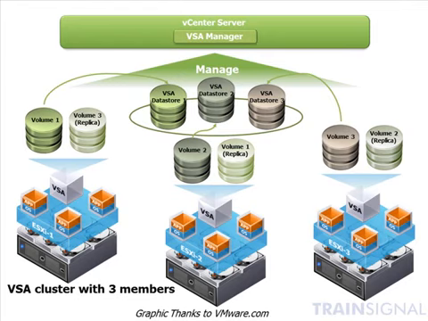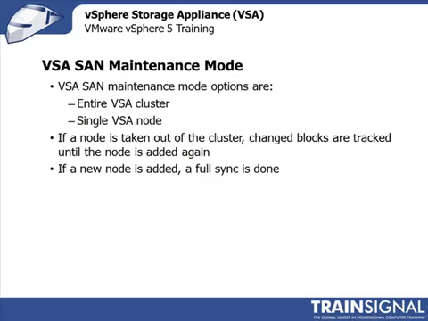This graphic shows a VSA cluster with 3 members, so 3 ESXi servers across the bottom from left to right, 1, 2, and 3. And as you can see, now there's 3 different volumes, and that gives us 3 different data stores. VSA Manager runs on the vCenter server, but the VSA cluster service isn't required, and that's because we have a 3-node cluster.